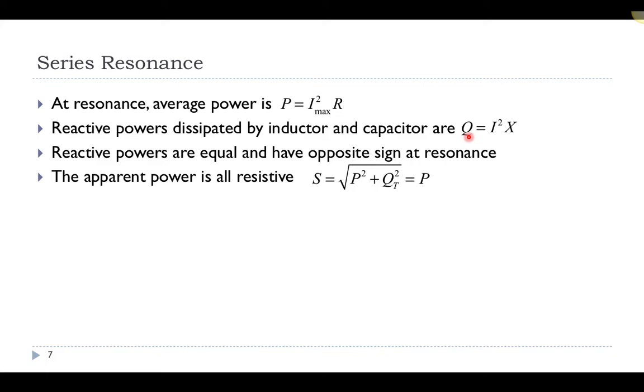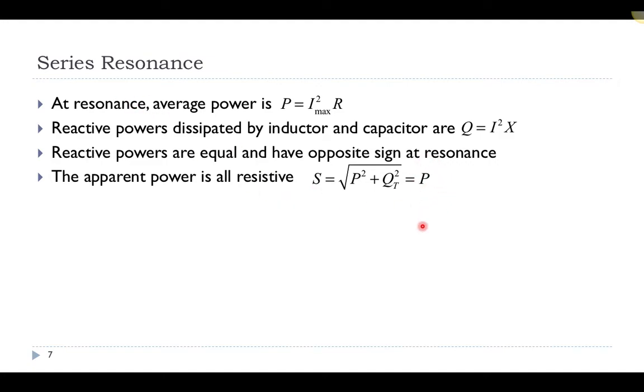And so if I wanted to know what the apparent power in the circuit is, it's just the square root of the real power squared plus the reactive power squared. But adding those two reactive powers together they'd cancel out, and so there is a total of 0 reactive power, and so the apparent power in this particular circuit for resonance is all real power.